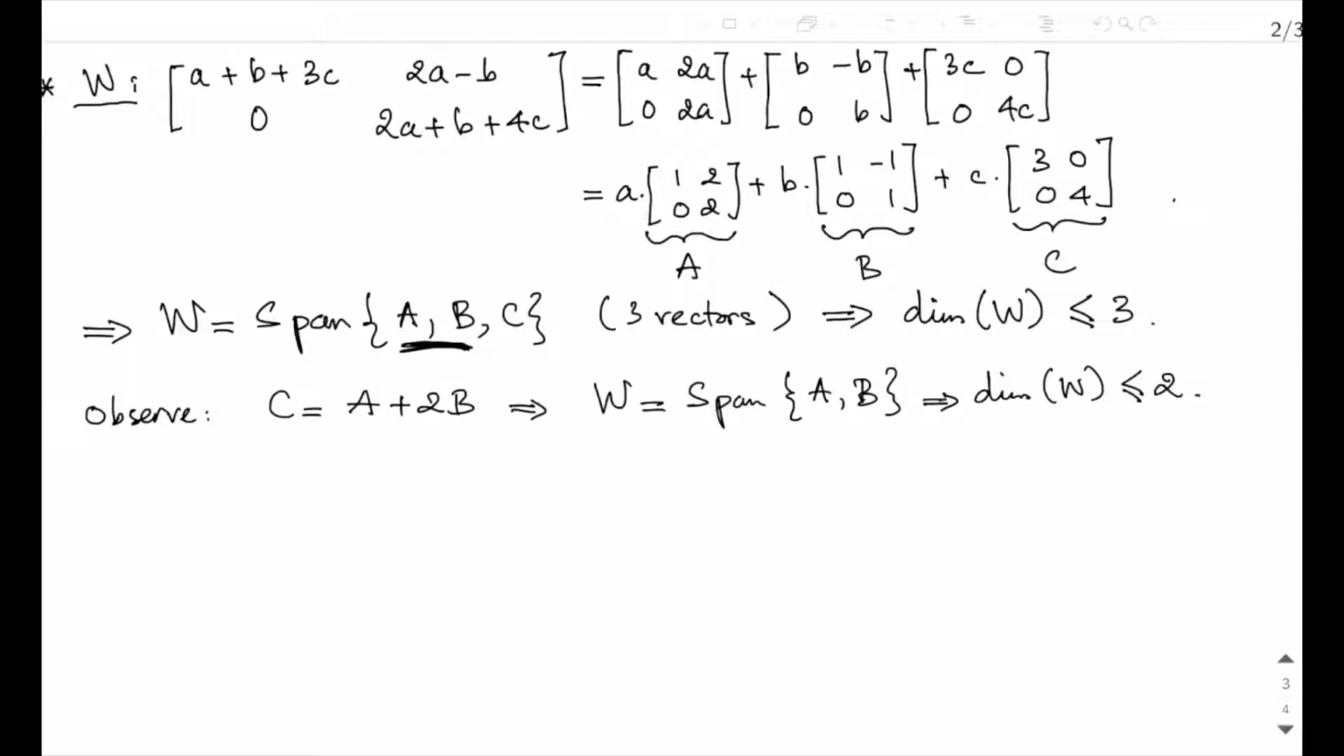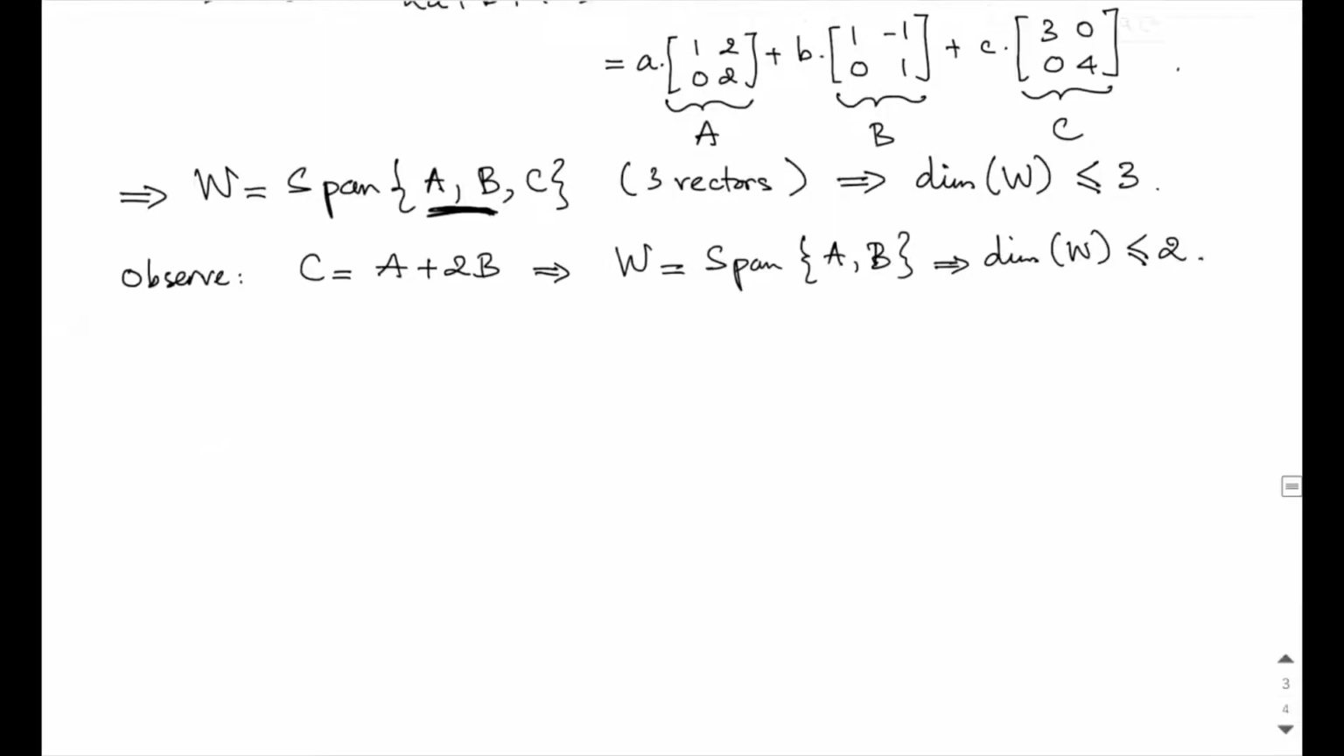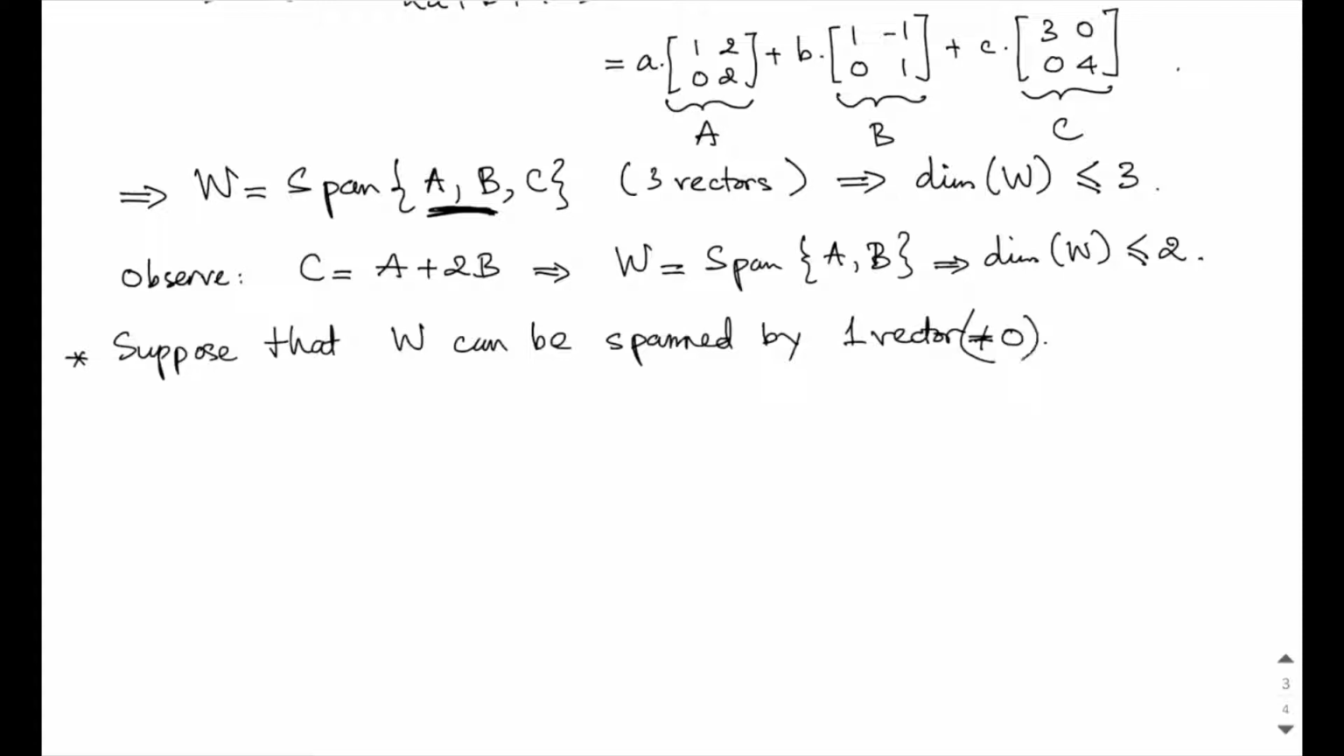Why? That's where theorem 2.6 comes into play. Suppose, by contradiction, that W can be spanned by one vector. Of course, this has to be non-zero. If you span using the zero vector, you will get only the trivial subspace {0}, but W is of course not that trivial.